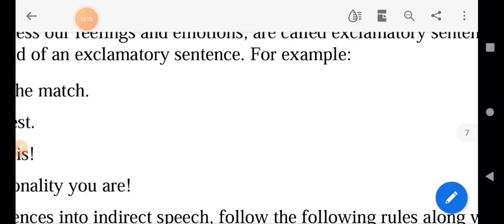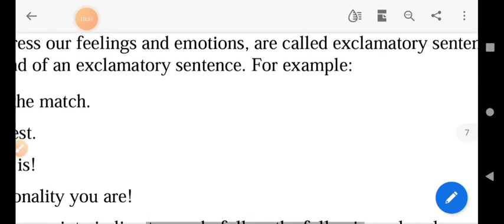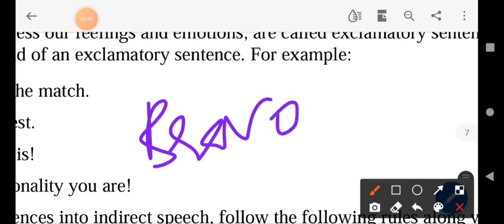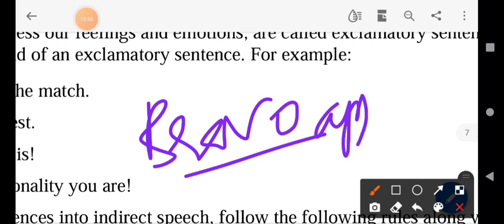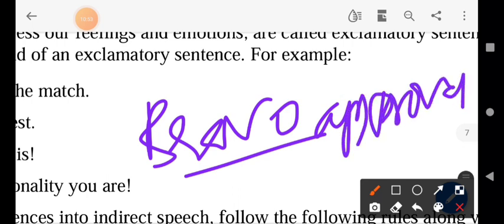Now, an exclamatory sentence is used to express sudden feeling. For example, bravo, B-R-A-V-O. Bravo does not mean brave; it is an interjection word, a sudden feeling. It is used to express approval when a performer has done something well. A shout of approval used to express our pleasure when someone has done something well. It is a strong feeling.